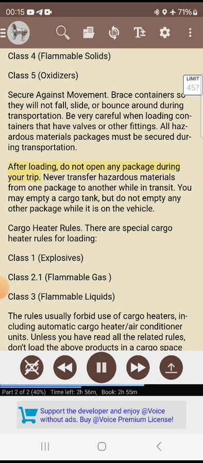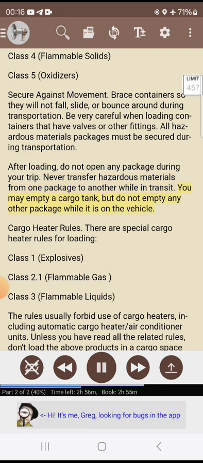After loading, do not open any package during your trip. Never transfer hazardous materials from one package to another while in transit. You may empty a cargo tank, but do not empty any other package while it is on the vehicle.